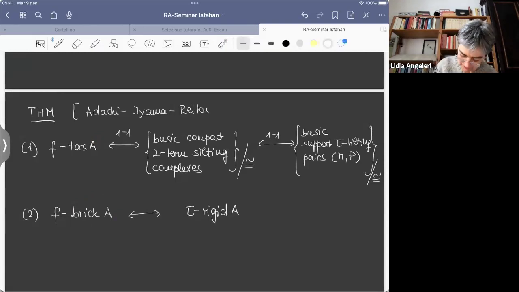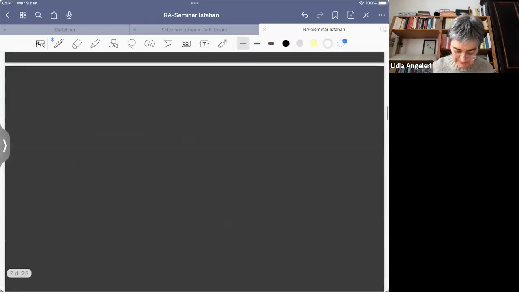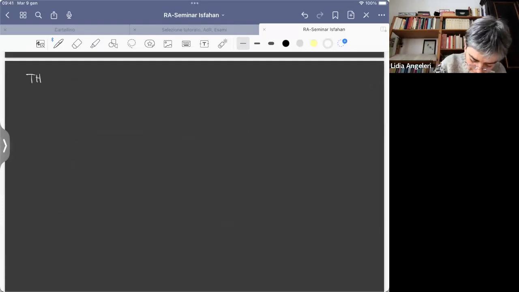And so my aim today is, and I forgot to put the reference, the first statement is Adachi, Iyama, Reiten, and the second one is Demonet, Iyama, and Jasso. So now I would like to remove these finiteness conditions, and my aim is to present you the following result, which is joint work, as I said, with Rosie Laking and Francesco Sentieri.